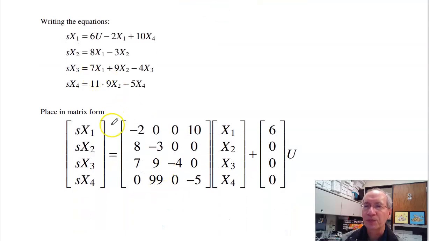Putting that in matrix form, if I write that as x1, x2, x3, x4, first column is times x1, times x2, x3, x4, and u. I just write these above the columns just as a reminder. So the first equation is Sx1 is 6 times u minus 2x1 plus 10x4. Everyone else is 0. Sx2 is 8 times x1 minus 3 times x2. Everyone else is 0, and so on.